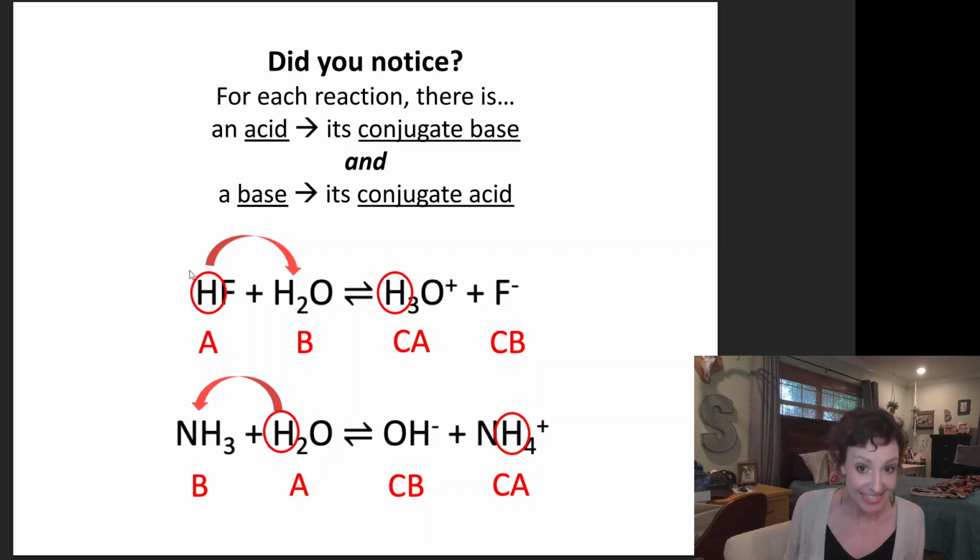Once again, acids turn into conjugate bases. Bases turn into conjugate acids. In our second example, same thing. Yes, we said ammonia, he is a base because he accepted a proton, which means that base turned into the conjugate acid, the ammonium ion. But you guys, he accepted that proton from water. So that water is the acid involved in this chemical reaction. And what water turned into, the hydroxide ion, is the conjugate base.